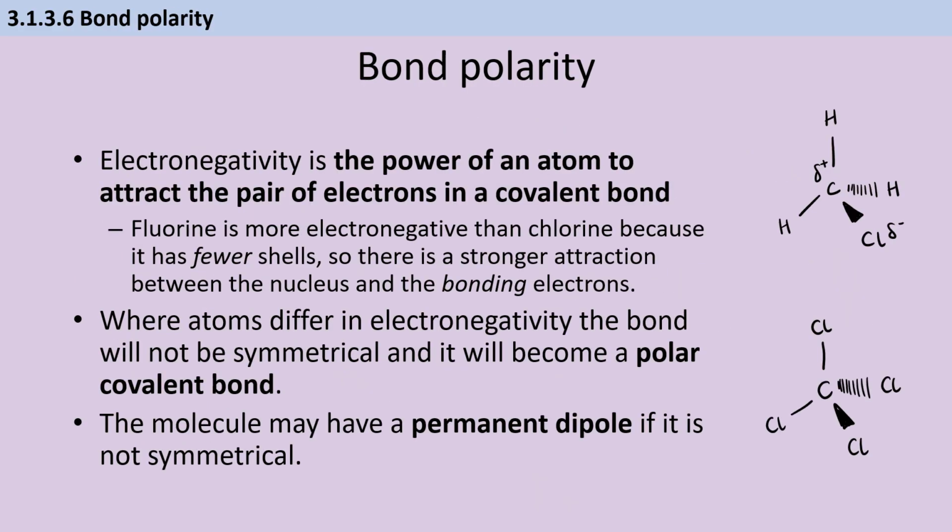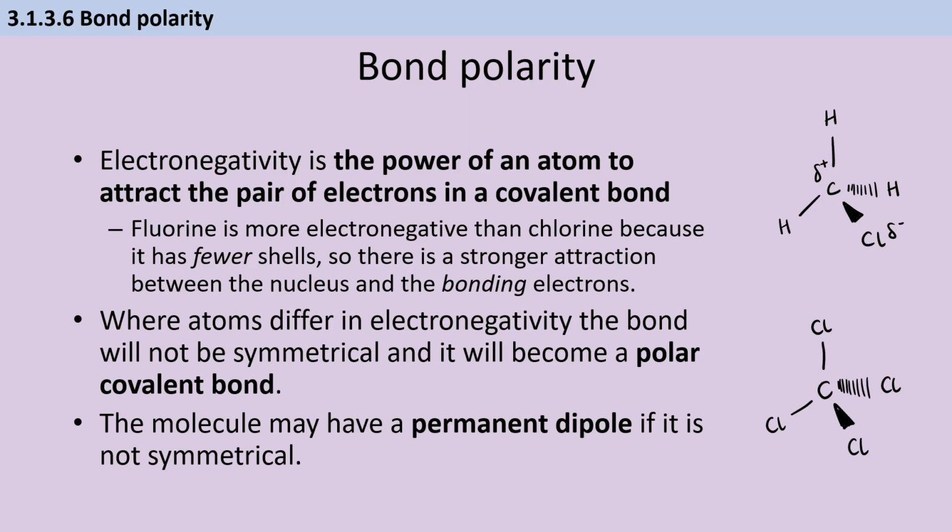To describe differences in intermolecular forces, we need to be able to talk about bond polarity. Electronegativity is the power of an atom to attract the pair of electrons towards it in a covalent bond. I could say that fluorine is more electronegative than chlorine because it has fewer shells, so there's a stronger attraction between the nucleus and the bonding electrons. Remember, it's those bonding electrons, not just generic outer shell electrons like lone pairs. Now, when atoms differ in electronegativity, that will cause the covalent bond between them to become polar, and it's possible that this may lead the whole molecule to be polar if the molecule is not symmetrical.